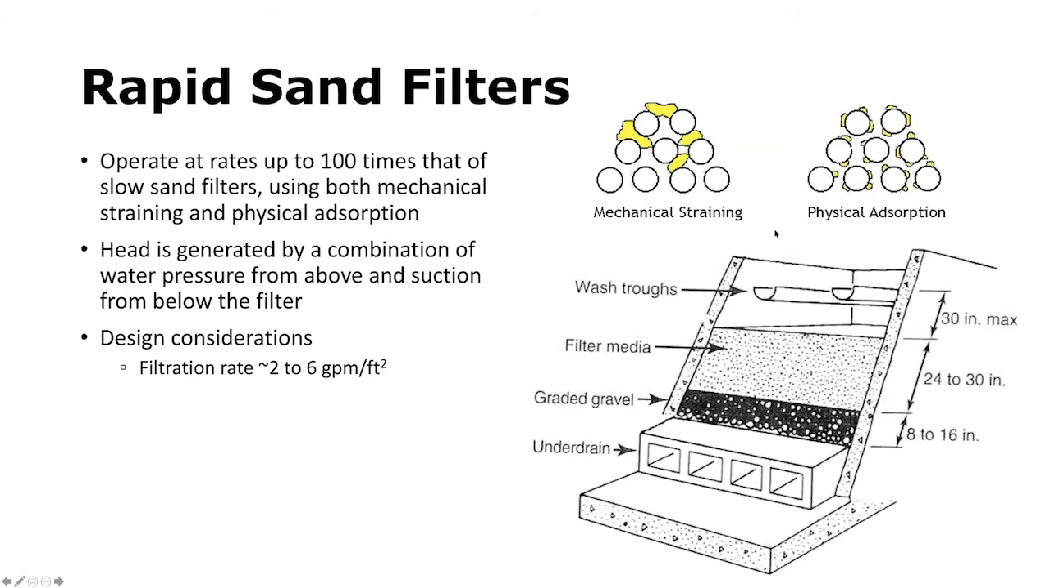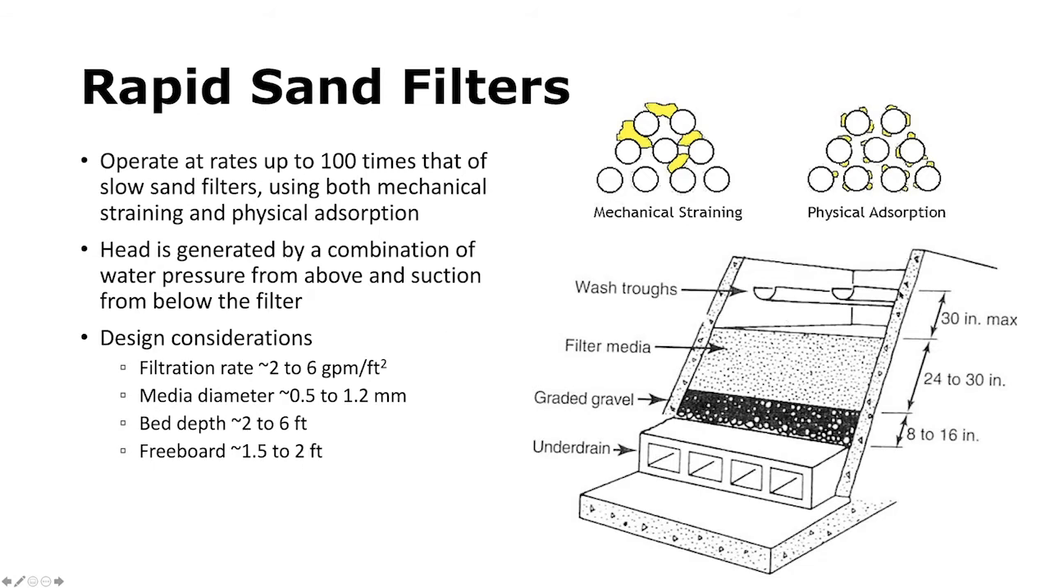For design considerations, again, we would use filtration rates that should range between 2 and 6 gallons per minute per square foot. And so that would be basically the flow rate that can pass through a square foot of filter media if you're looking at it from the top down. Media diameters typically would range between 0.5 and 1.2 millimeters. The bed depth, meaning the depth from the very bottom layer all the way up to the very top, is usually between 2 and 6 feet.